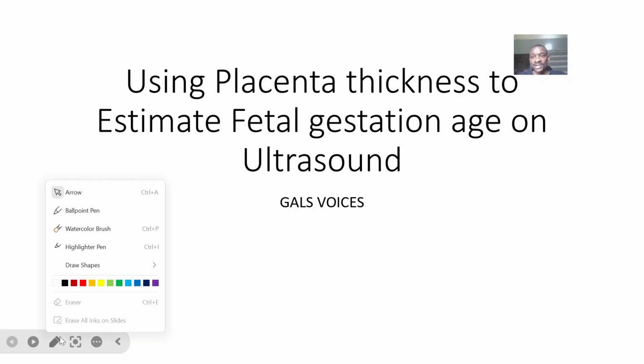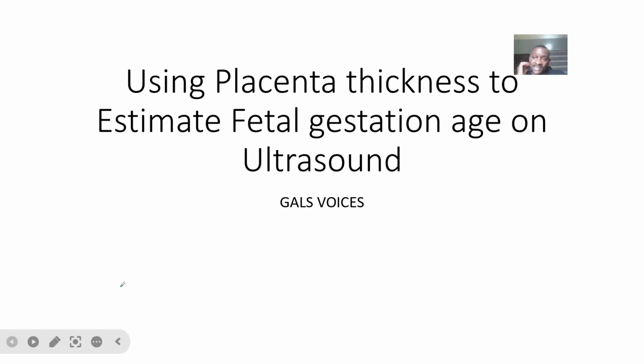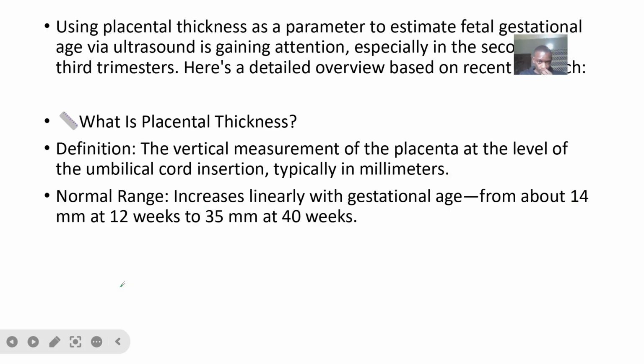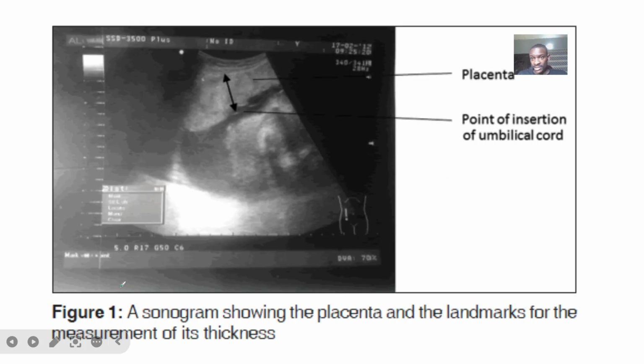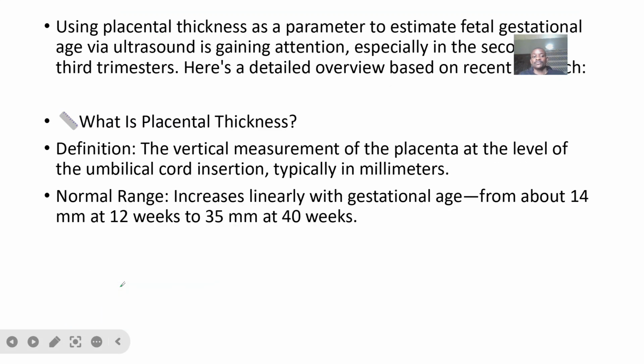So there's a way we can actually use the placenta, that's the thickness of the placenta, to be able to know the age at which a pregnancy is at. So you want to know the gestational age, that's all those first month, second month, and all of that. We can use the thickness of the placenta, that's on ultrasound. When you do an ultrasound like this, you can use the thickness of the placenta to know the age at which the pregnancy is at.